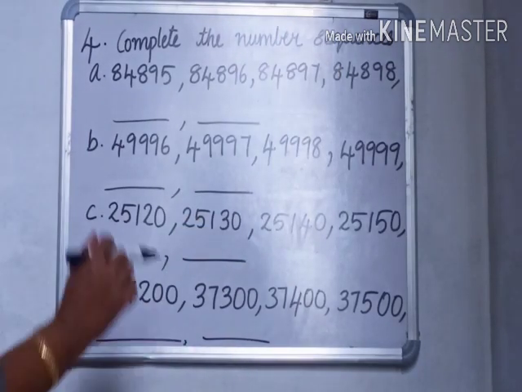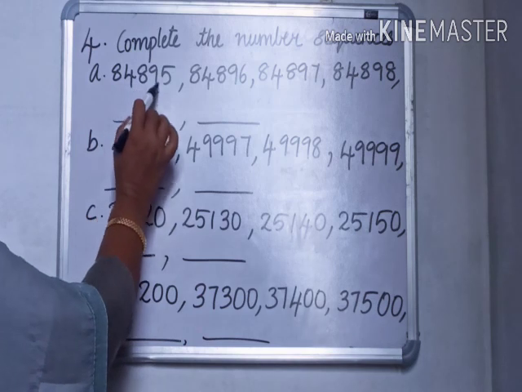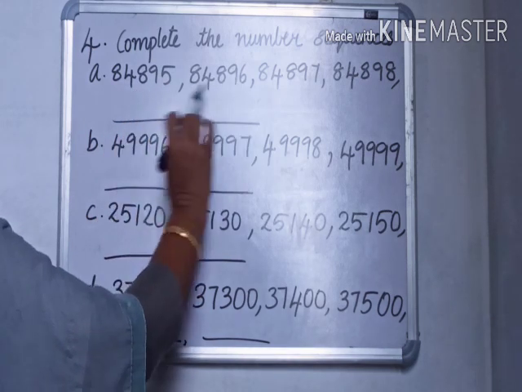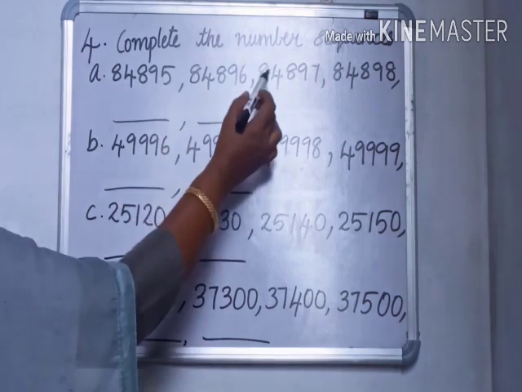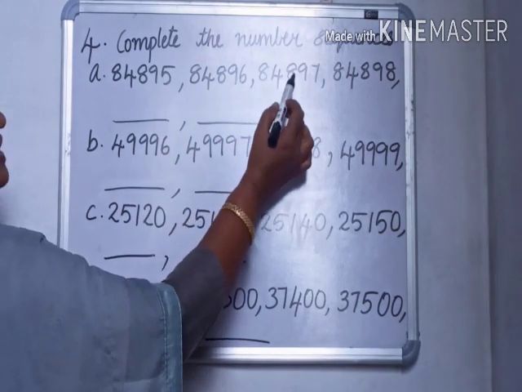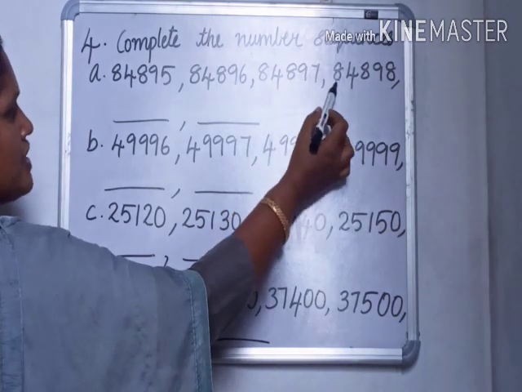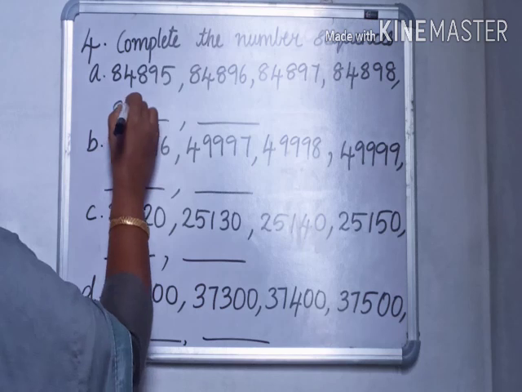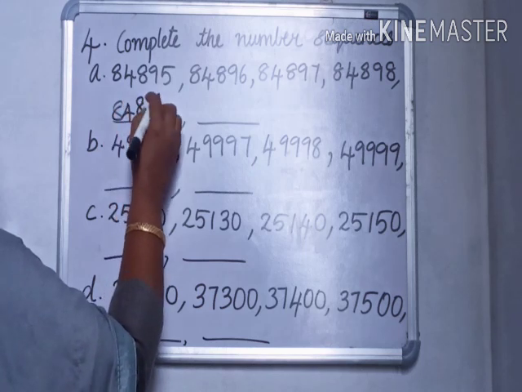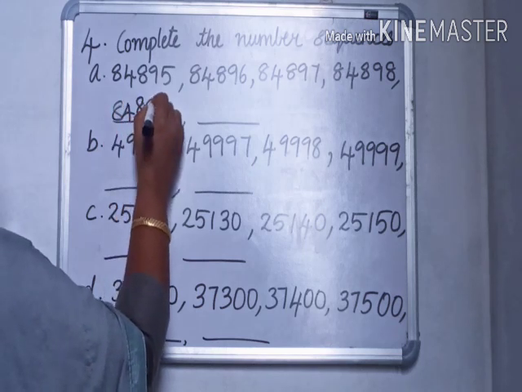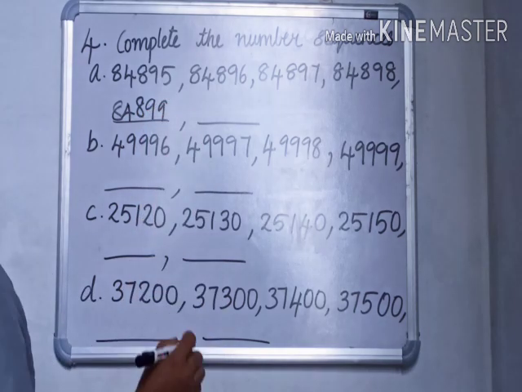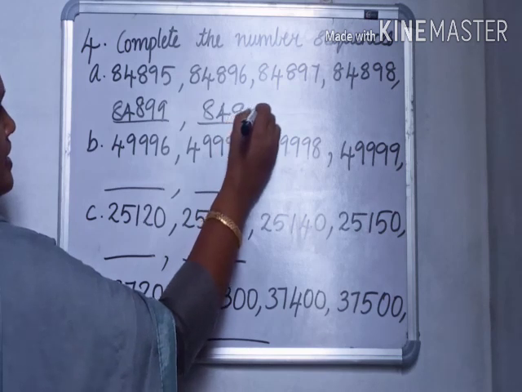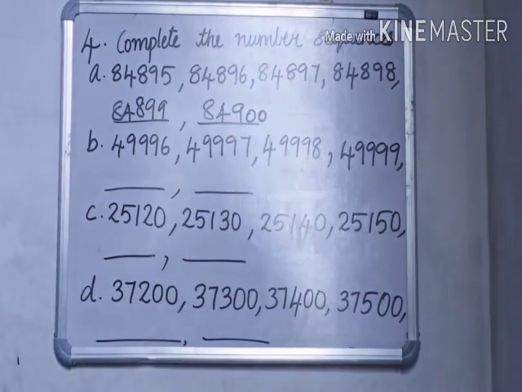First one. 84,895, 84,896. These all are counting by ones. 84,897, 84,898. Next is 84,899. Next is 84,900. Clear?